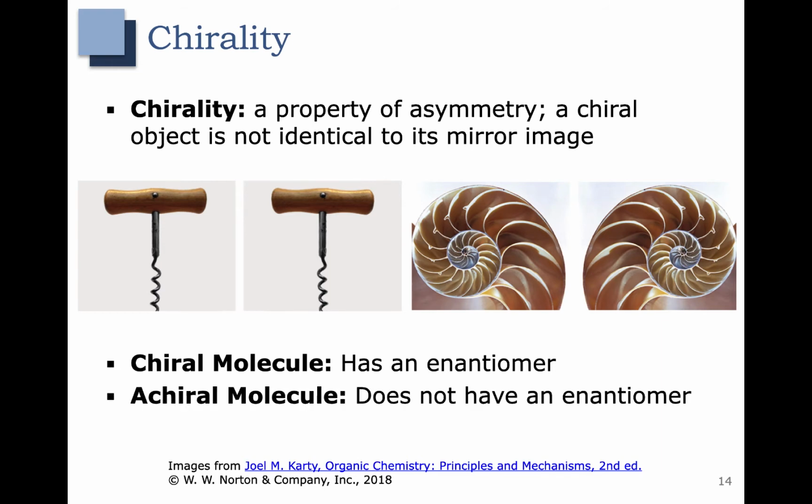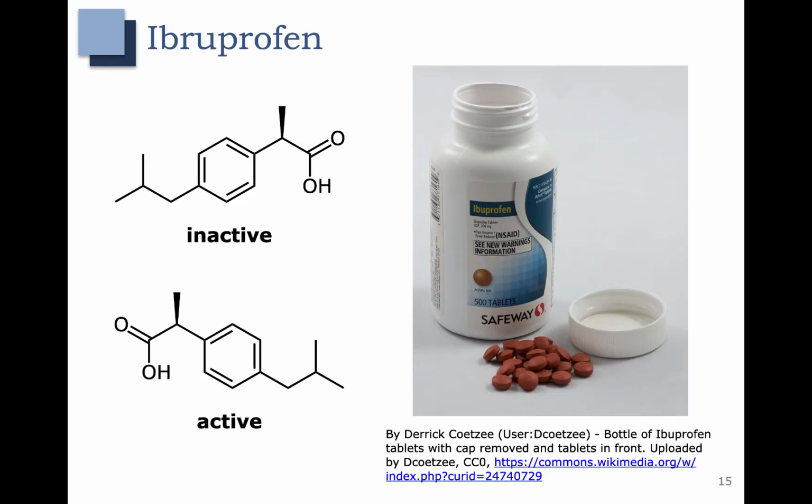A molecule that is achiral does not have an enantiomer. Let's look at an example of a chiral molecule. One example of a chiral molecule is ibuprofen. Ibuprofen is the active ingredient found in a lot of pain relievers. For example, Motrin and aspirin contain ibuprofen. You can see a picture of generic ibuprofen over here on the right.